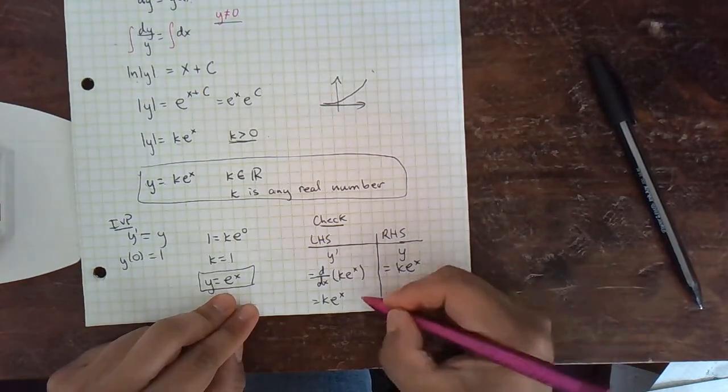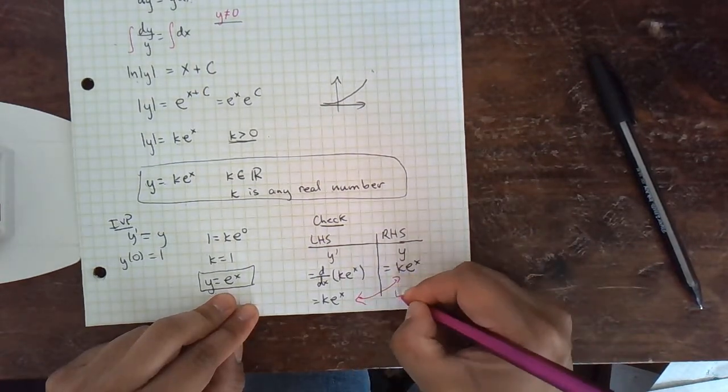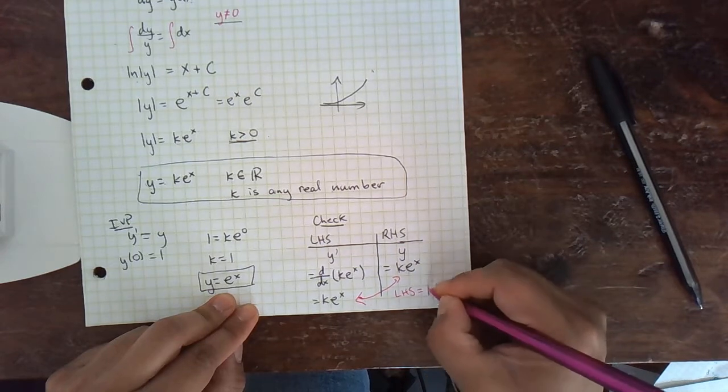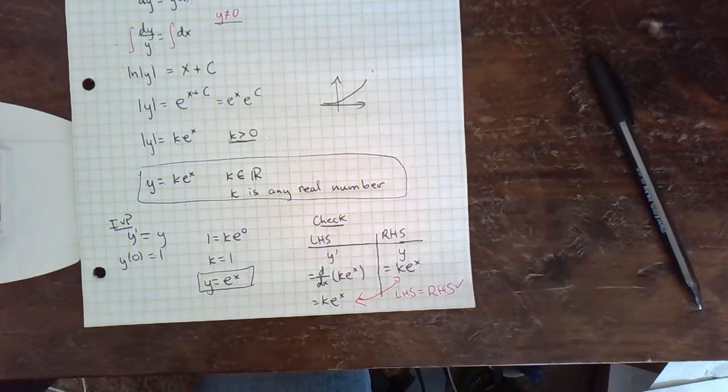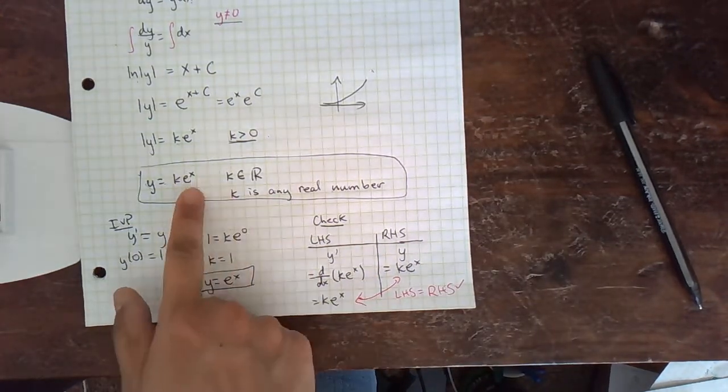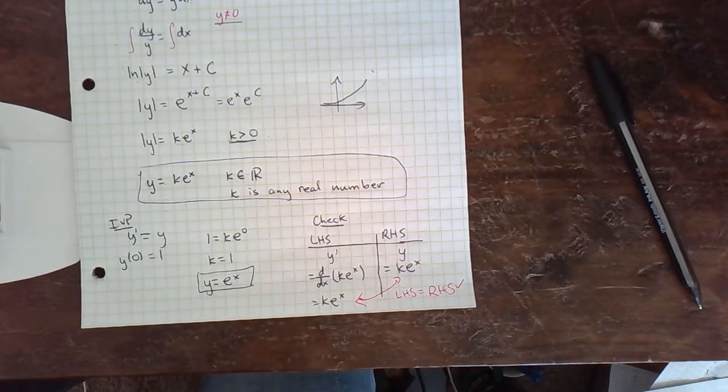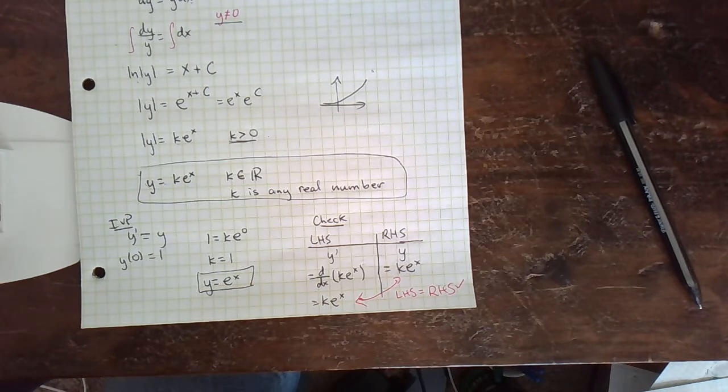I have left-hand side equals right-hand side. So my solution is good. All of these, for any value of k, satisfy the differential equation. And I'm actually going to do the complicated version in the next video.